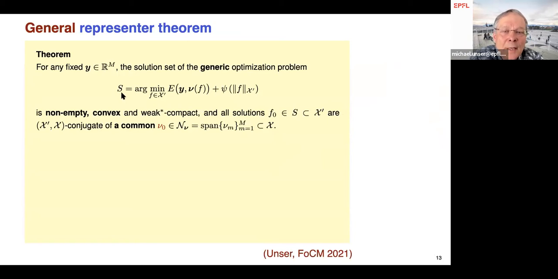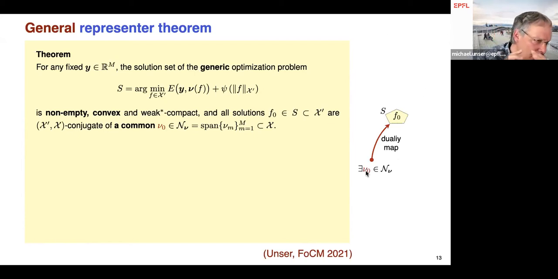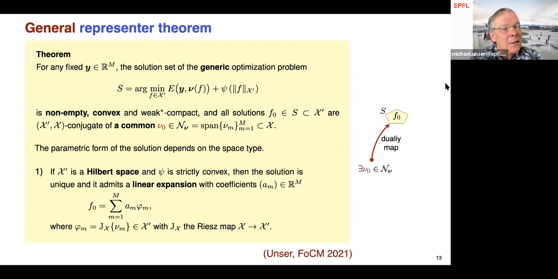all the guys that are in the solution set are Banach conjugates, so X prime X conjugates, of a common mu zero that actually lives in the space that's spanned by those mu's here. And so if I want to make a drawing here, you have a single mu zero, which is something you need to determine. But if you know this guy, then the solution set here is all Banach conjugates of this single guy here.